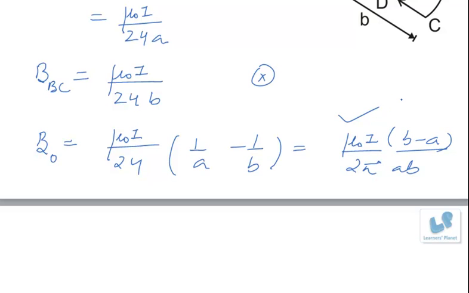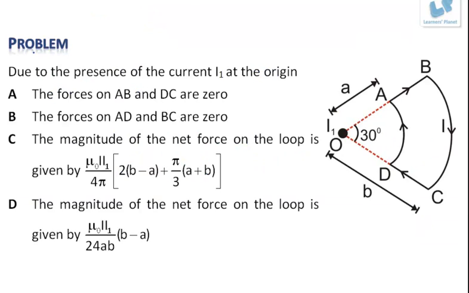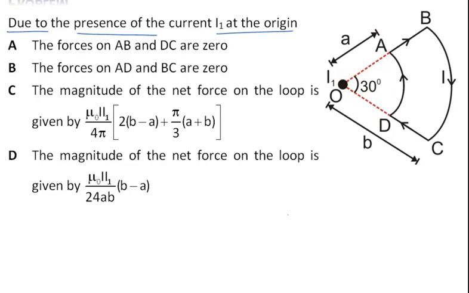Okay, now the second problem with the same passage is about the effect of the presence of current I1 at the origin. Now you have to find out the correct option. Now the force on AB and CD are 0? No, because due to the flow of current at O, the magnetic field will be like this. It will be forming closed loops in this sense.